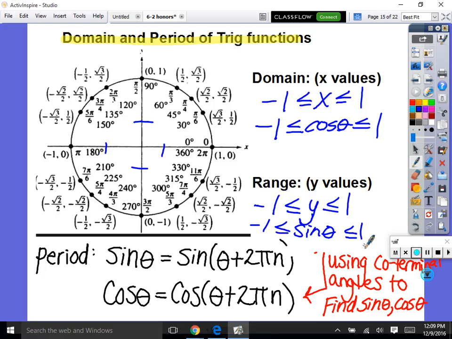So cosine of theta equals cosine of theta plus 2 pi n. That just means, for example, if we're looking at 5 pi over 6, cosine is x. We could add 2 pi and end up back there, add 2 pi again and end up back there. And no matter what, our cosine of that angle will be the same. So basically, we're just using coterminal angles, and coterminal angles land in the same spot, so cosine and sine will be the same.